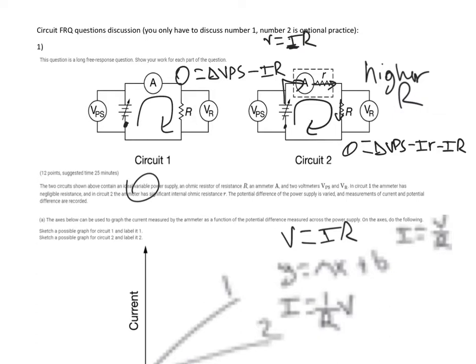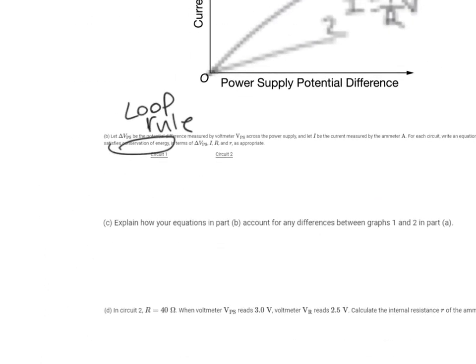Some of you wrote yours like this, and that's good. You could also have written it a little more simply, just rearranging the equation. This would have been delta V_PS equals I big R plus I little r. Could have written it like that as well.